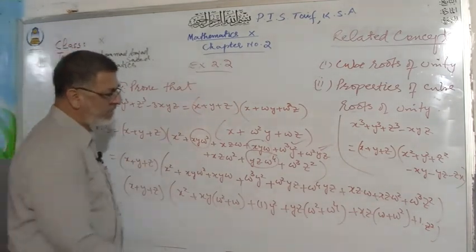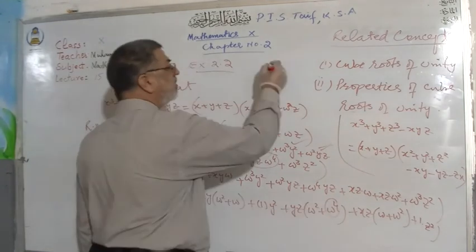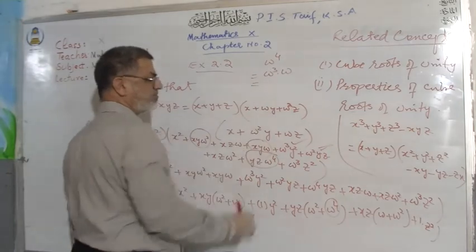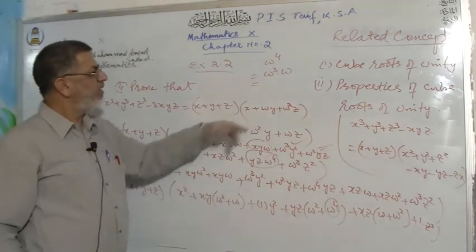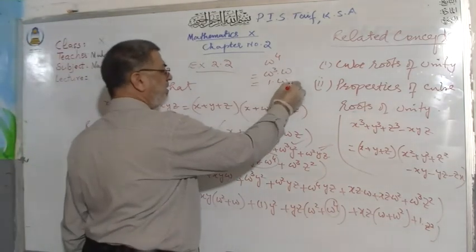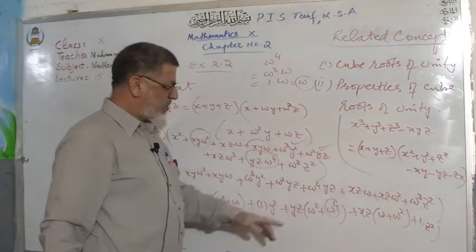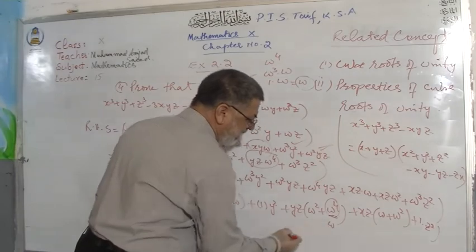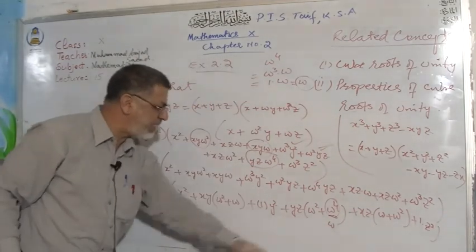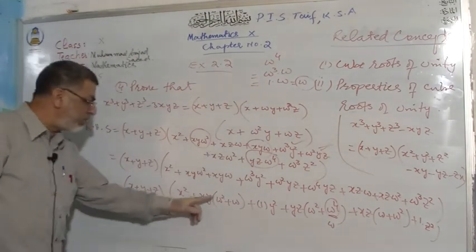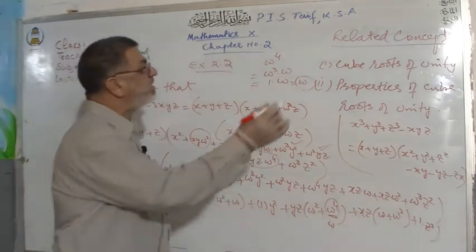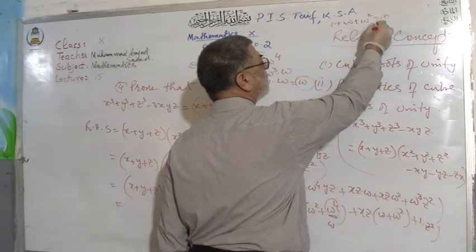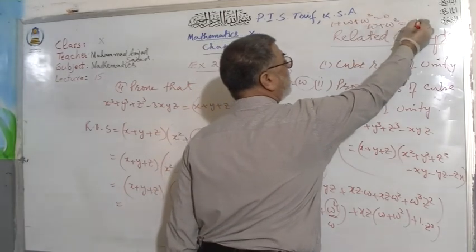Dear students, what is meant by omega 4? Omega 4 can be written as omega cube into omega. And omega cube means 1, that is equal to omega. So instead of omega 4, we can write down omega after simplifying. But omega plus omega square, that was equal to -1.